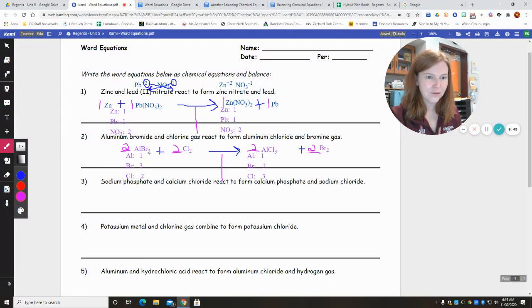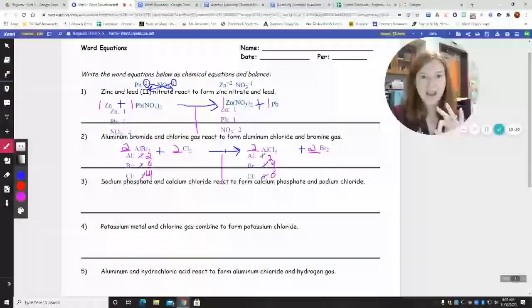So now I have 2 aluminum, 6 bromine, 4 chlorine. On this side, I have 2 aluminum, 4 bromine, 6 chlorine. Again, it's not currently balanced, but now I can at least see a pathway to getting to my answer. So if I focus in on my bromines, I have 6 bromines on my reactant side. I want to have 6 on my product side, which means this is not a 2. It must be a 3.